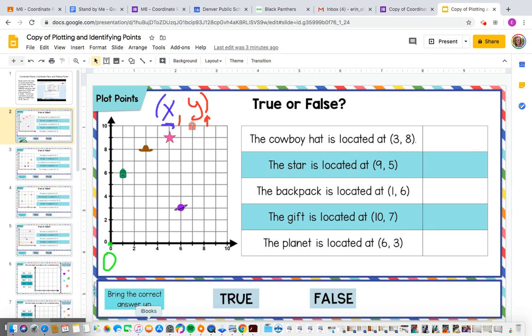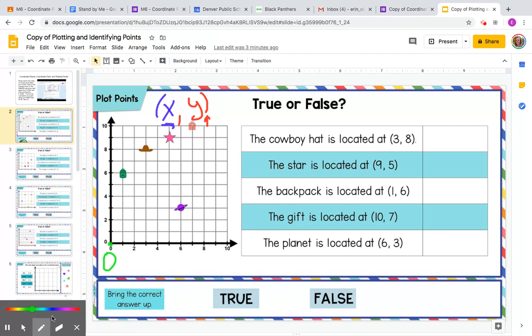Okay, so let's check true or false on these answers. The cowboy hat. I'm not even going to look at this answer. I'm just going to find the location of the cowboy hat and then see if it matches. Our cowboy hat is right here. Start at the origin. I'm going to go over 1, 2, 3, it looks like. I'm going to go up and double check. Yes, it is 3. So my x is 3.